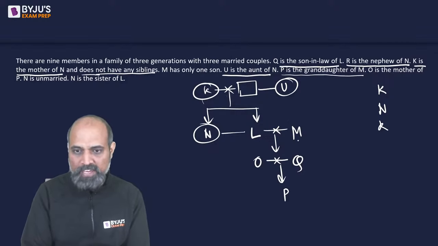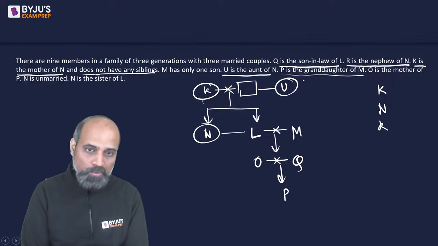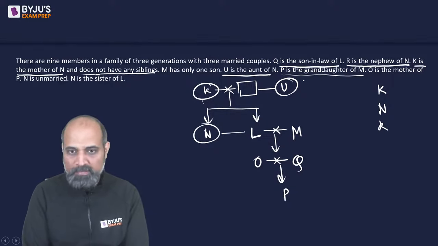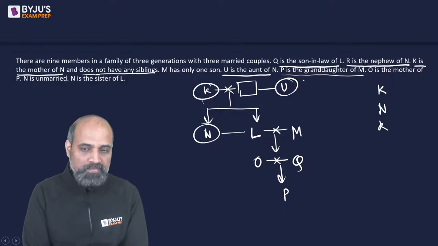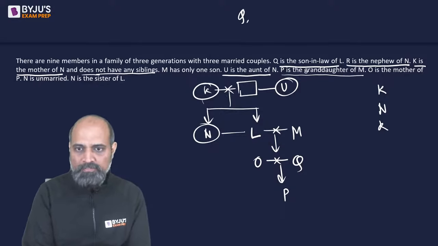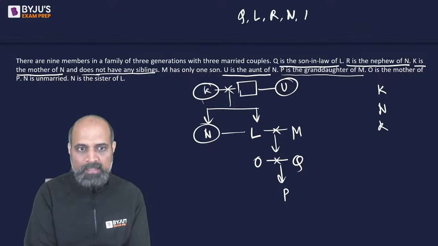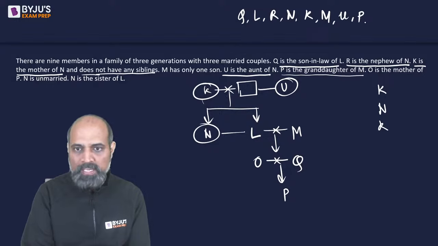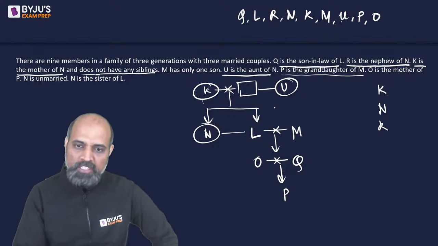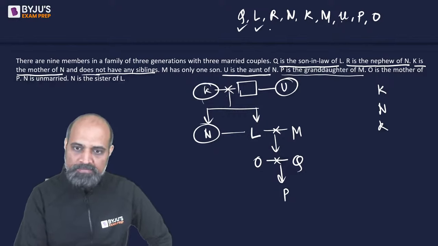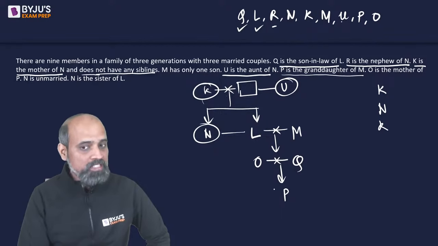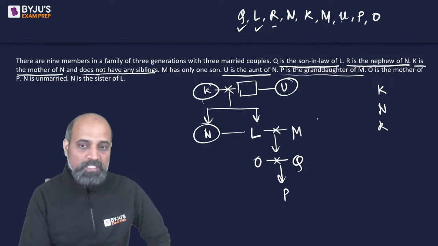Is there any letter missing? We have 5, 6, 7, 8, 9. So 9 people are there. How many married people do we have? We have 3 married couples. 6 people. Let's do one thing, let's write down the letters. We have got Q, L, R, N, K, M, U, P, O, 3, 3, 6. We have all the letters there. So Q is done, L is done, R is missing. So R is the nephew of N. R is the nephew of N. We don't have R as the nephew of N, right? Because here all the places are filled.